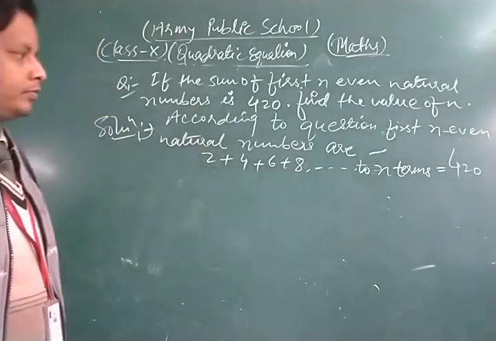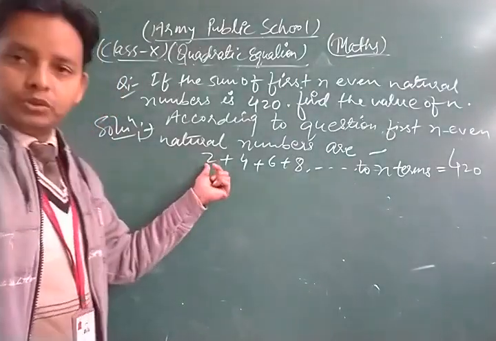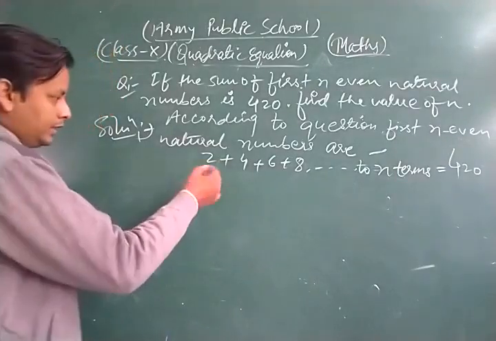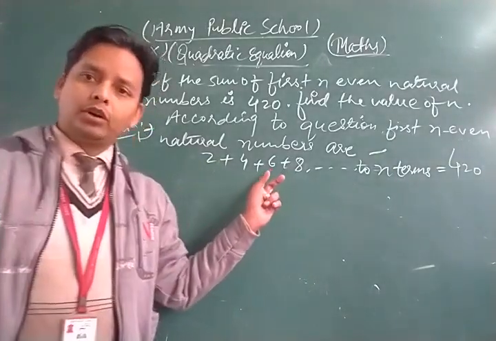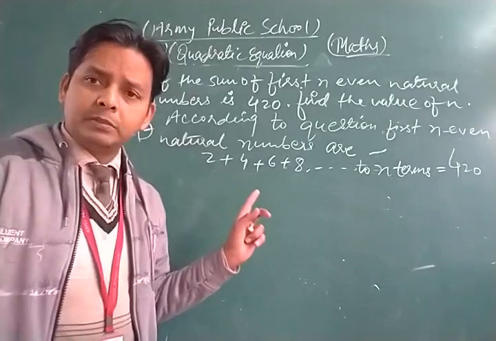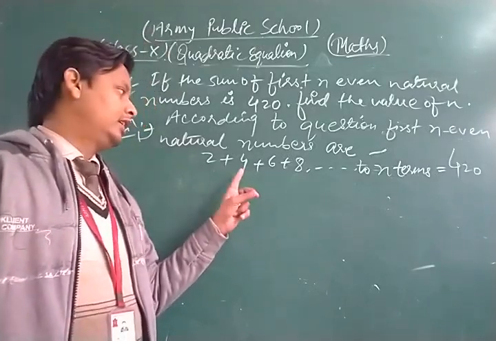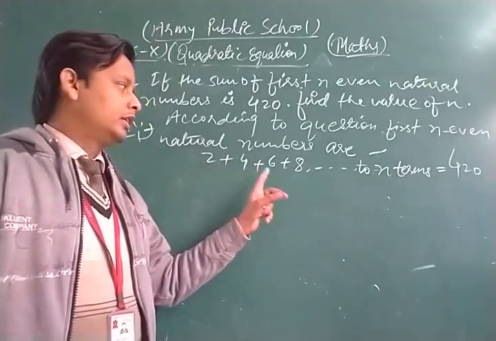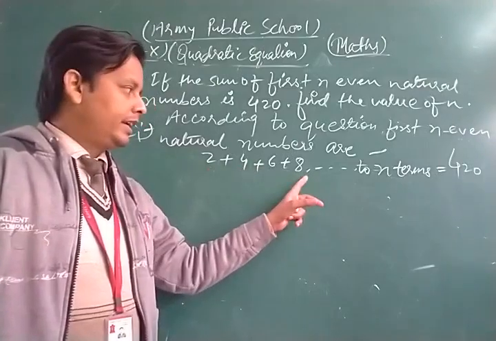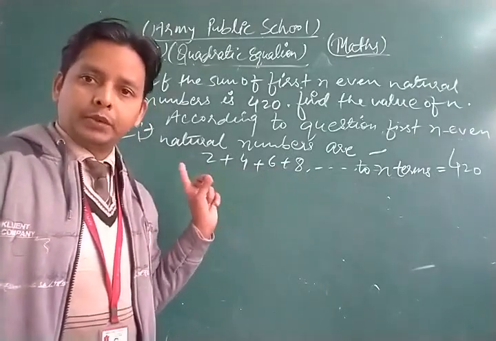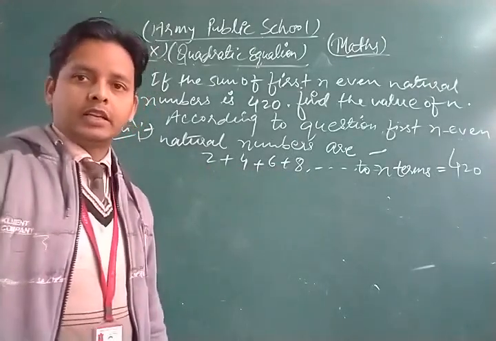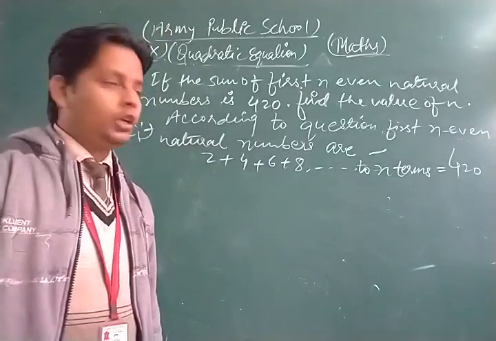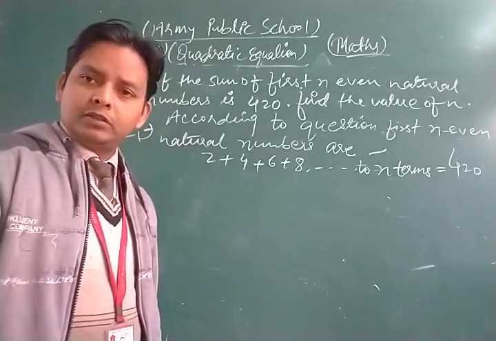Now here the first term is 2. So this is an AP, because the difference between two successive terms remains constant, that is 2. 4 minus 2 is 2, 6 minus 4 is 2, 8 minus 6 is 2. So the required progression is an AP, and here we apply the sum of n terms.